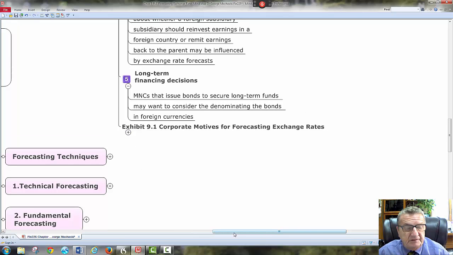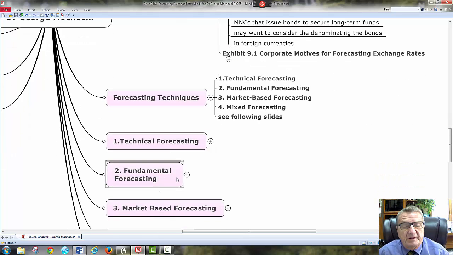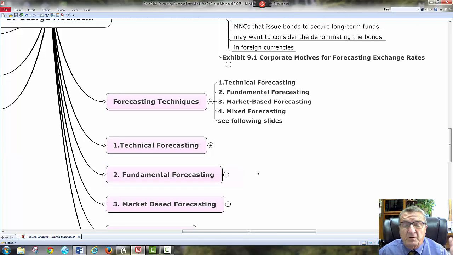And the next one, let's go into the forecasting techniques. There are just four of them. I'll show you, for those who are studying, if you have a question, what are the four forecasting techniques? You have technical forecasting, fundamental forecasting, market-based forecasting, and mixed forecasting. This one and the mixed forecasting are the ones you would most commonly utilize, and it says see following slides.